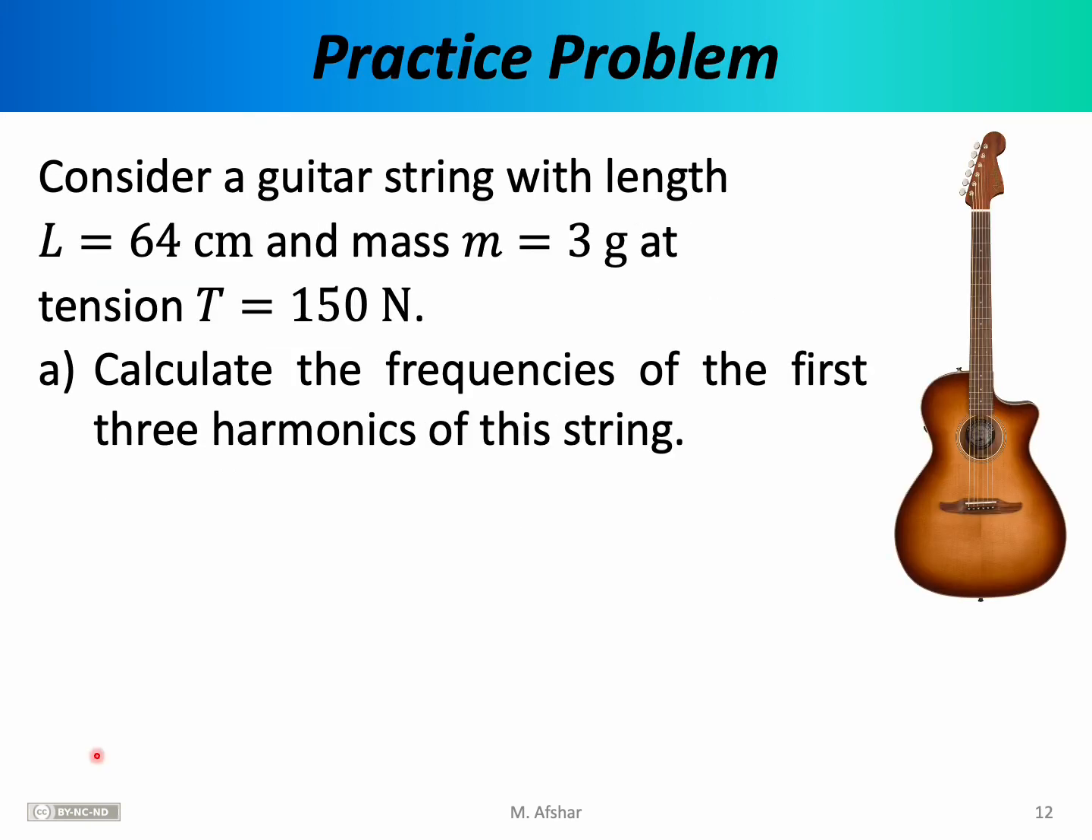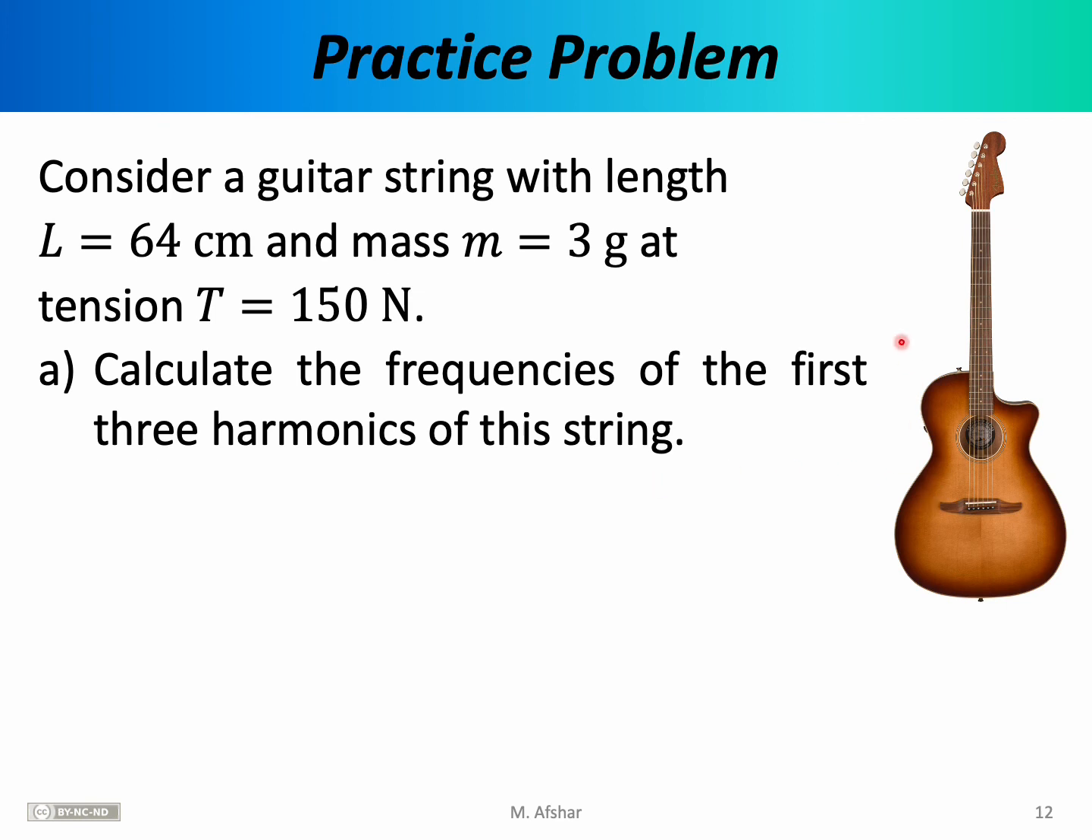Let's end this lecture with a practice problem. Consider a guitar string with a length of 64 centimeters and a mass of 3 grams at a tension of 150 newtons. Roughly speaking, these are typical numbers for a typical guitar string. Calculate the frequencies of the first 3 harmonics of this particular guitar string.